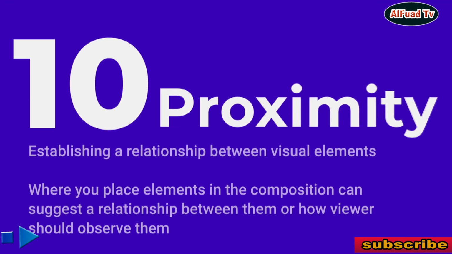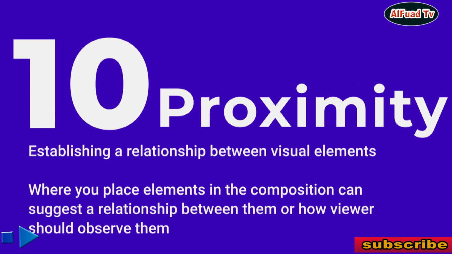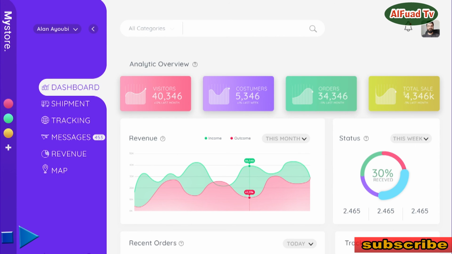The last principle that you are going to cover is proximity. It means establishing a relationship between visual elements. Where you place elements in a composition can suggest a relationship between them or how a viewer should observe them. In this dashboard that you are going to create in the user experience section, we have the proximity.